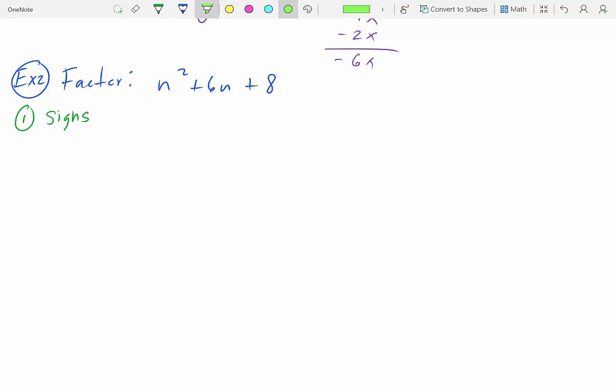So since we have a positive sign in front of c, we're going to use the sign in front of b, a plus. So we're going to have plus and plus. Our second step, is there a GCF? There is not a GCF, so let's move on to the third step.